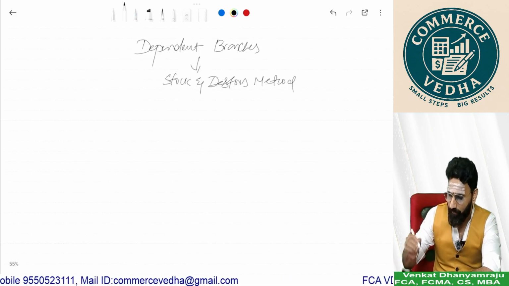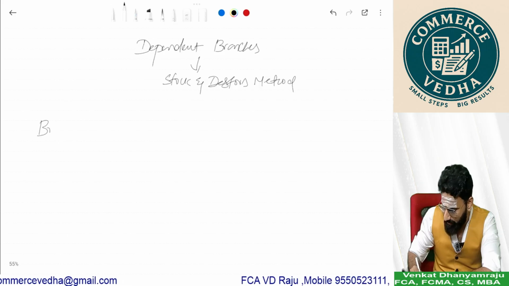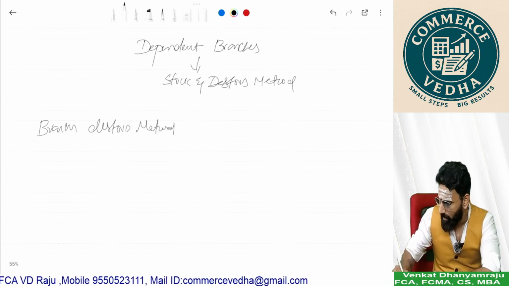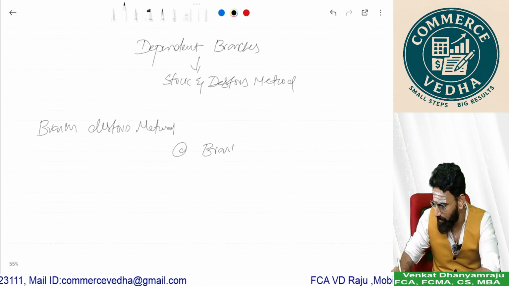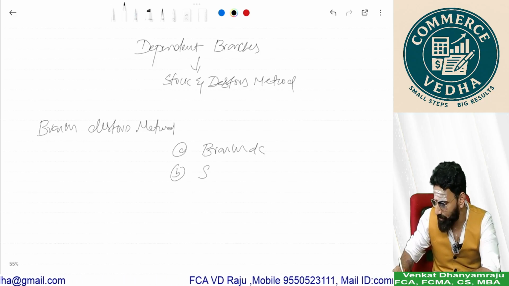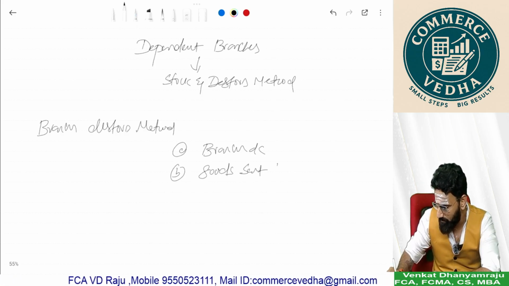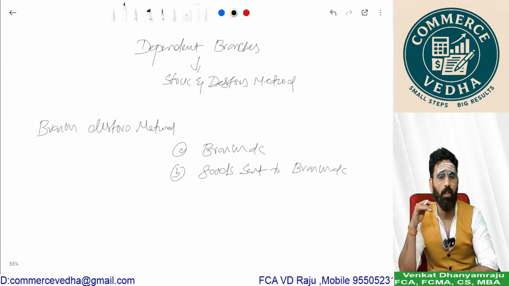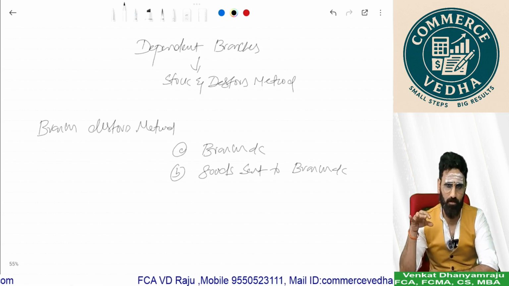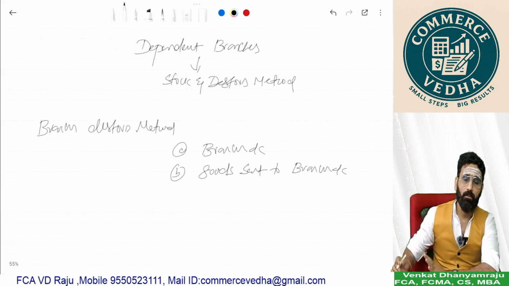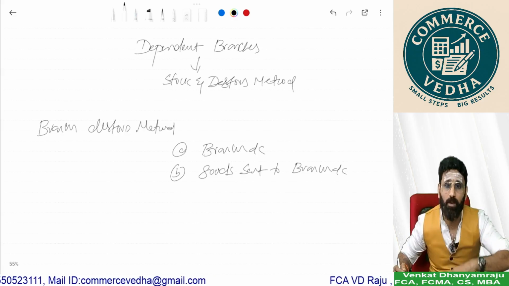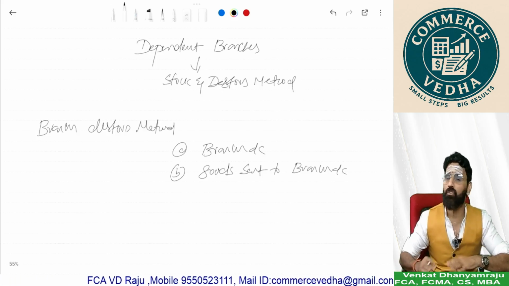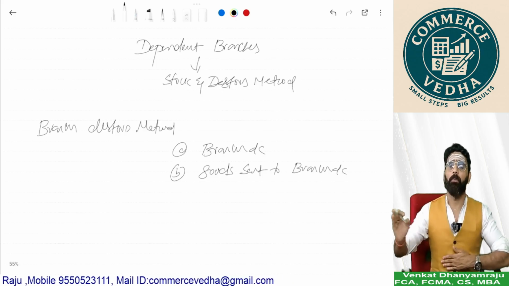In the first method, the branch debtors method, we only prepare two accounts: the branch account and the goods sent to branch account. We ignored all the internal transactions in the branch account. Internal transactions mean the transactions of the branch with its customers, with its employees, whatever happens within the branch. We only recorded the transactions between branch and head office.